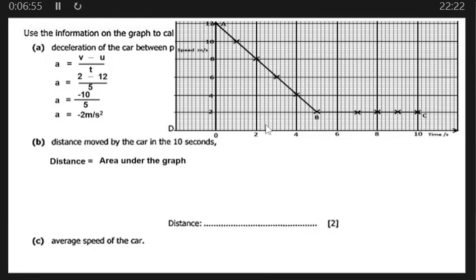graph into parts. So we have this part here, which will be the triangle, and this part here, which will be the rectangle. So we are going to calculate the area of the triangle plus the area of the rectangle, add them, and that will give us the total distance moved by the car.